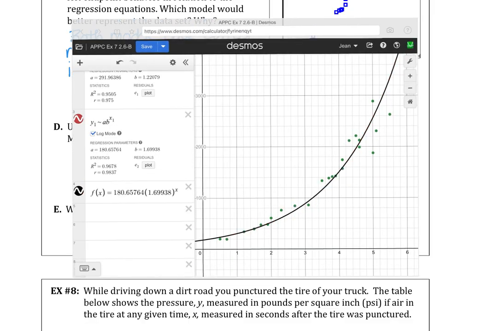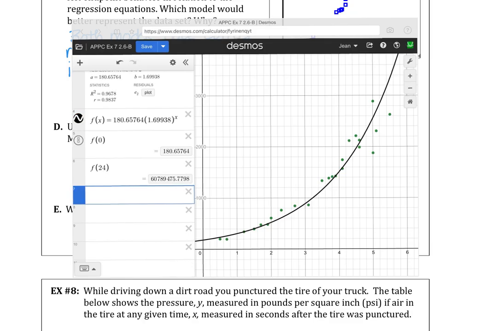So in the fourth line on my Desmos calculator, I've entered the values 180.65764 and my base 1.69938. And what do we want to do? We want to evaluate the y of 0. So let's ask the calculator to do that for us.